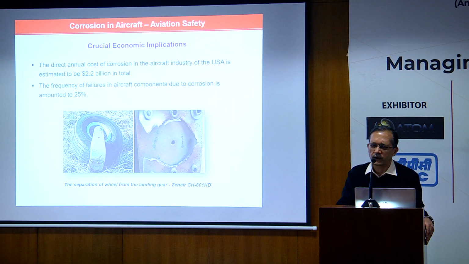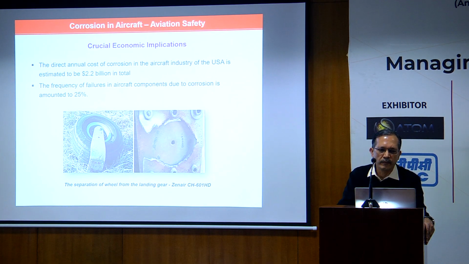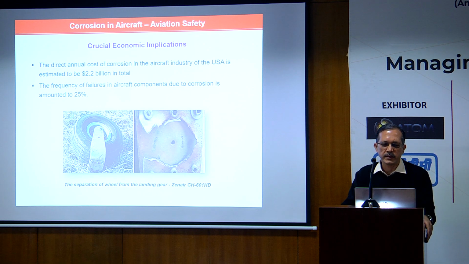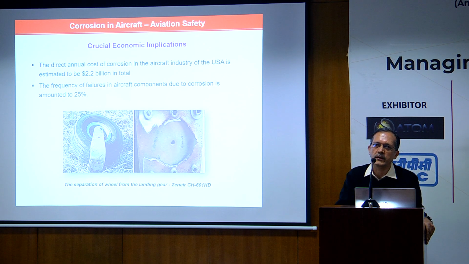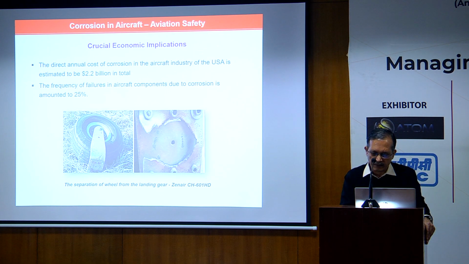In terms of the economic implications, it has been discussed in the morning also that in the US alone, the cost of the loss in revenue because of corrosion is about $2.2 billion. And of all the failures, it can be avionics or other kinds of failures, corrosion amounts to about 25% of the failures occurring in the aircraft industry. Therefore, it is very, very important to address, detect and mitigate corrosion in the aircraft industry.